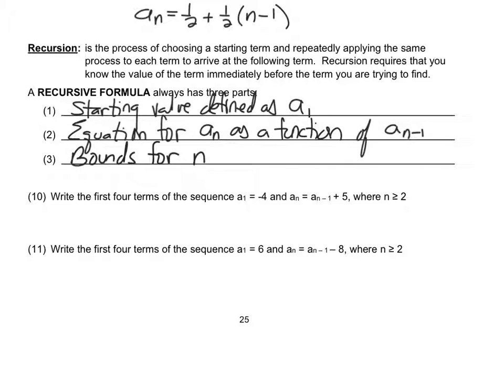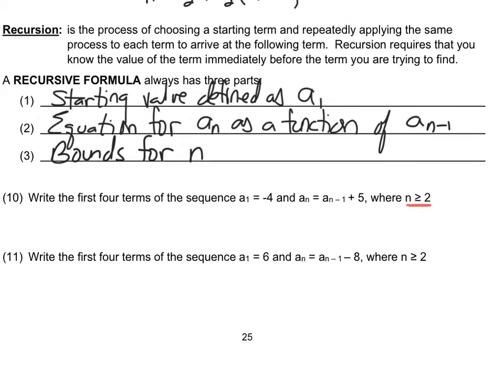All right, so the first 4 terms of the sequence with a sub 1 being equal to negative 4, and a sub n equals a sub n minus 1 plus 5. It's like, what is going on here? All right, so wherever you are bound for n, or a constraint if you want to call it that, n is greater than or equal to 2.